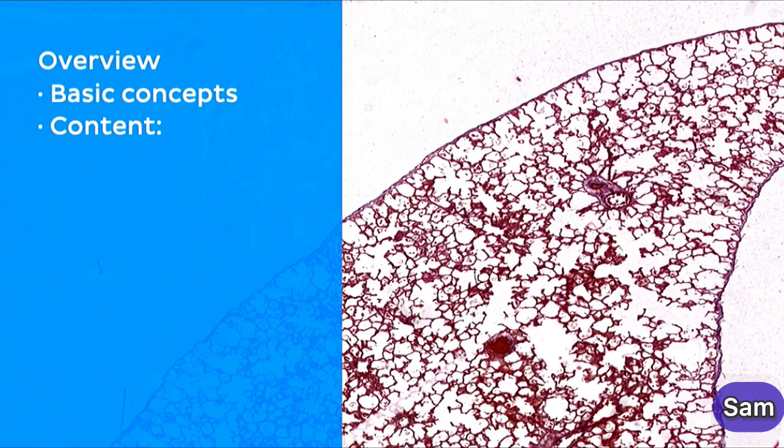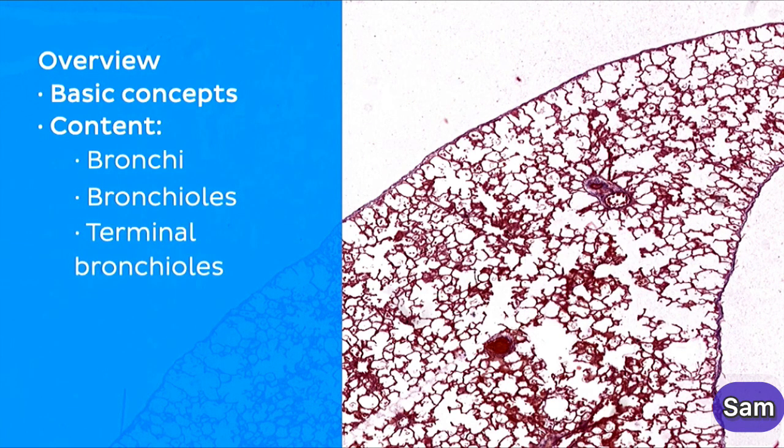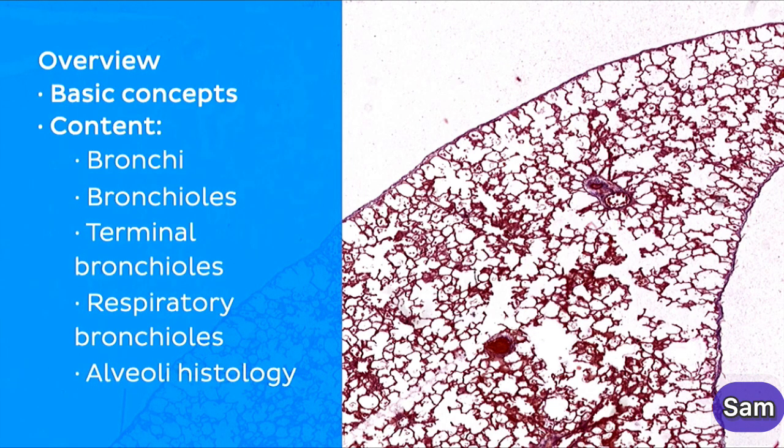After that, we'll start traveling down the lower respiratory tract, and we'll be discussing the histology of bronchi and how it differs from that of bronchioles. We'll then talk about the terminal bronchioles, the respiratory bronchioles, and the histology of the alveoli. And then we'll make some remarks on the distinct features and the cytology of the alveoli.